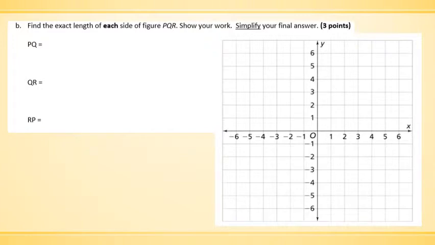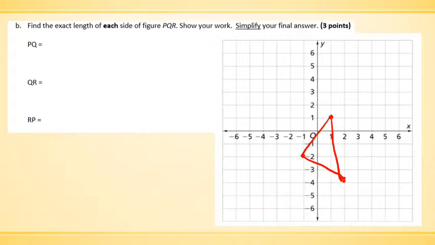For the next part of the question, I'm going to find the exact length of each side. So I'm going to go ahead and again mark in those values. So I had 1, 1, -1, -2, and 2, -4. And so I'm going to connect those with the straightest lines that I can here. My next part is to find each side length.